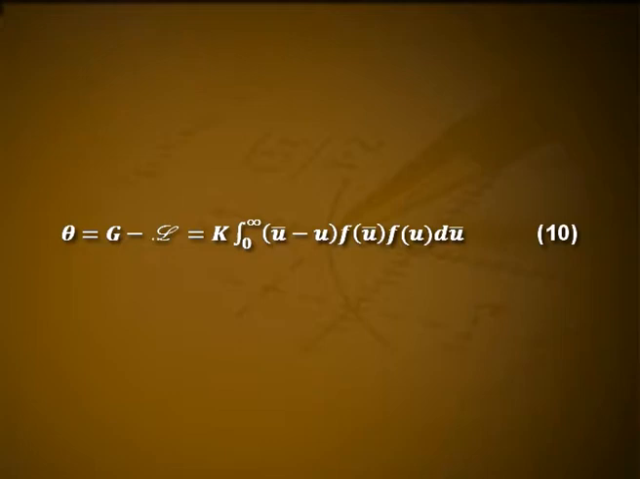Combining the rates of gain and loss to get a net rate of change theta of f of u per unit speed due to overtaking gives theta equal to g minus L, which is equal to k into integral 0 to infinity (u bar minus u) f of u bar into f of u du bar.